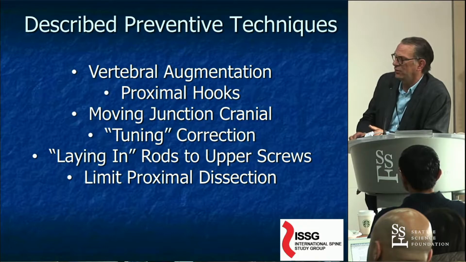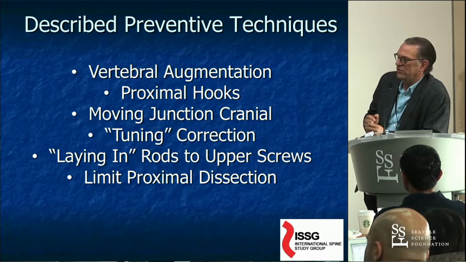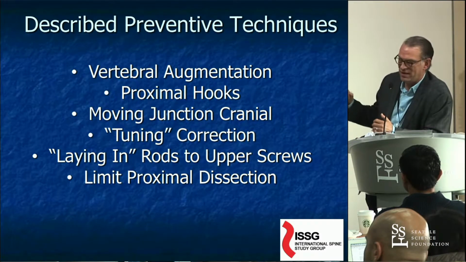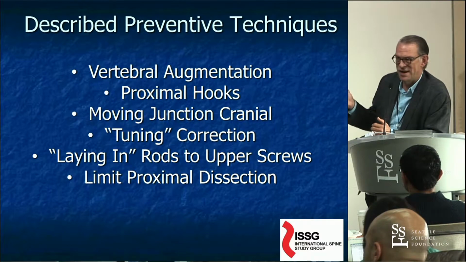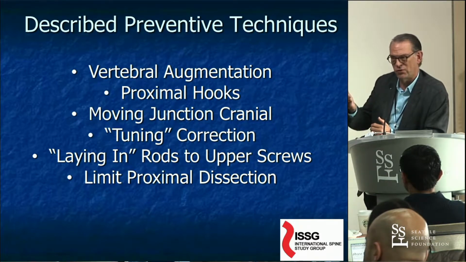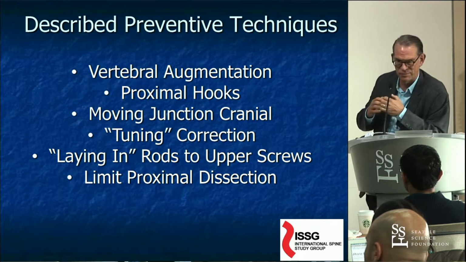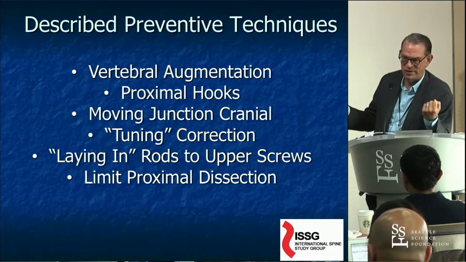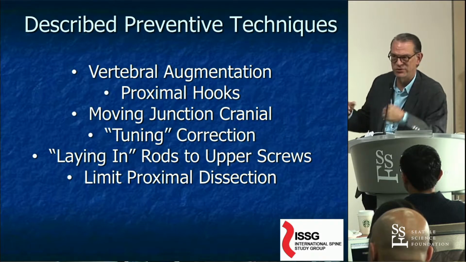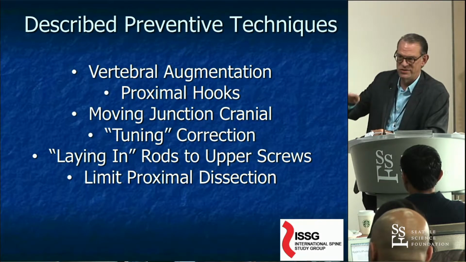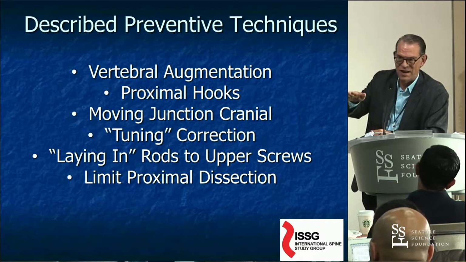Laying in the rods to the upper screws is something I started doing probably 6 years ago, and I think is really critical, and that's really reduced the incidence in my own hands. And what I mean by that is if I'm fusing to T10, I'll get whatever lordosis correction I'm getting by about T12, and then I get out the bending irons, and in those upper sets of screws, I bend the rods down into T11 and T12, so there's zero pull-out force, at least as they lay on the table.